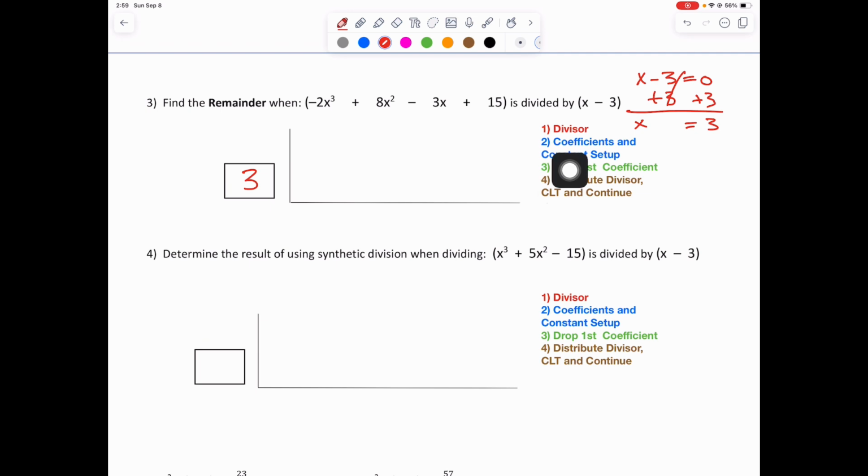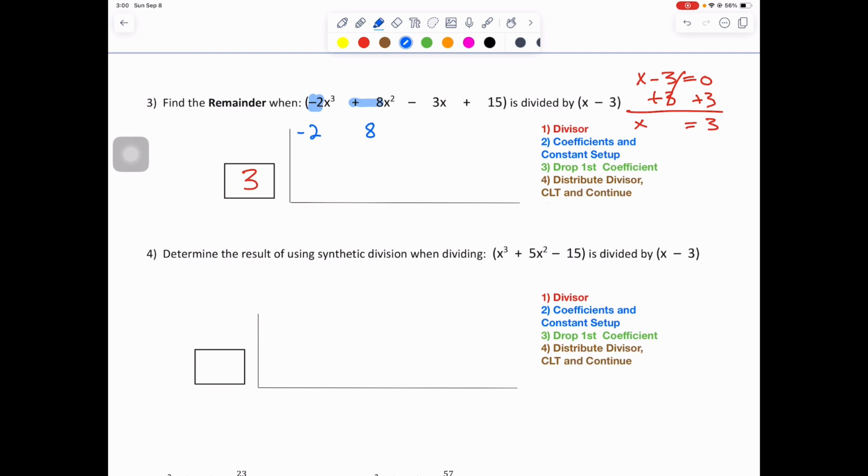All right, for number 2, it says coefficients and constant setup. There's a reason why I did this, always a reason to my madness. This negative 2 is a coefficient of x cubed, so I'm going to write down our negative 2. All right, our plus 8 is our coefficient of x squared, so I'm just going to write an 8 down, not the plus.